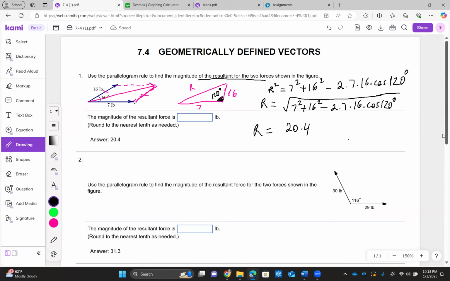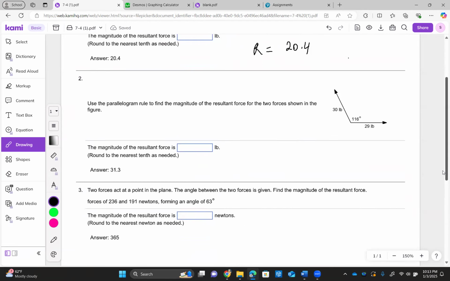For question 2, we have a very similar problem. We're going to still use the parallelogram rule, and we're going to find the magnitude of the resultant force. And then we have the two forces given and we have the angle given, and we're going to find the answer for the resultant force. Again, if we apply the parallelogram rule, let's just locate where the resultant force is going to end up. Once we complete this to a parallelogram, this will always be the resultant force that we are looking for.